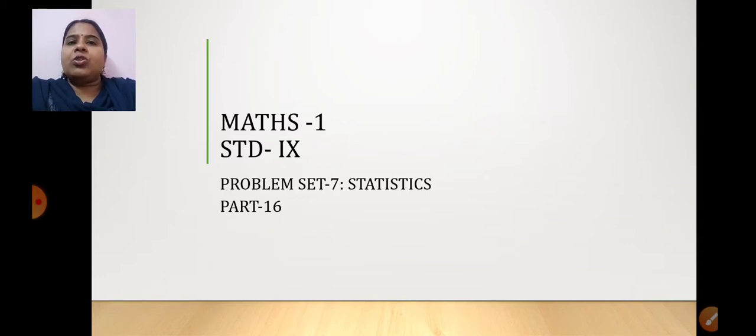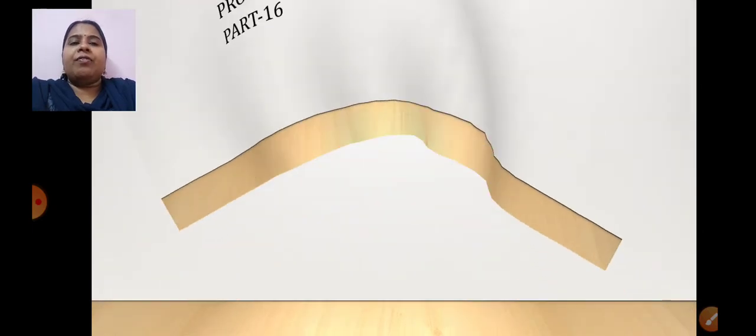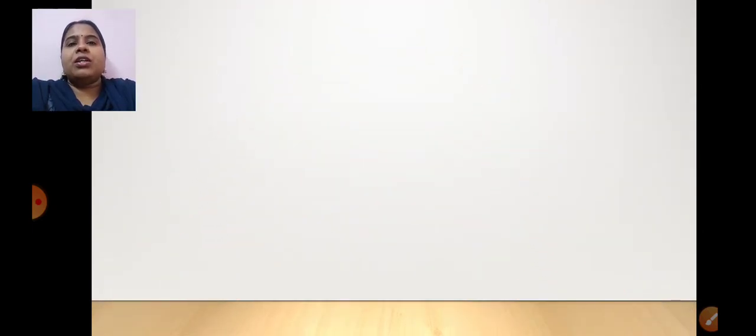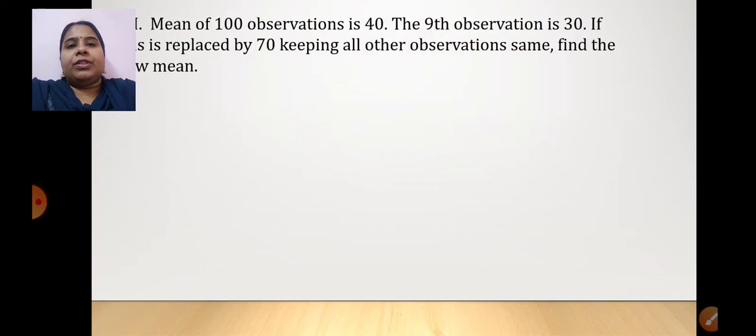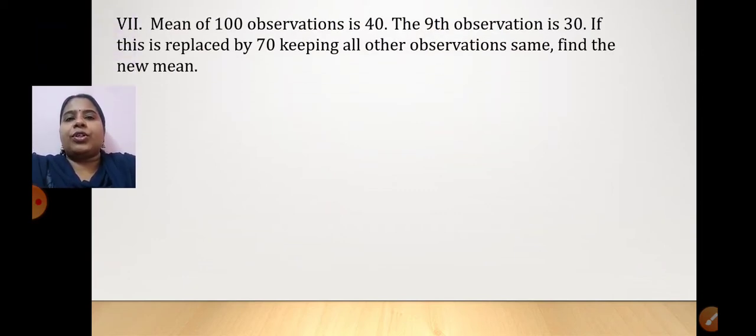In this session also, we will be continuing with our problem set sum of chapter 7, that is statistics. This is part 16 of the same chapter. Now in the previous session, we have completed a few MCQ questions. Let us continue further. This is the 7th sum of the problem set, which is again an MCQ question.